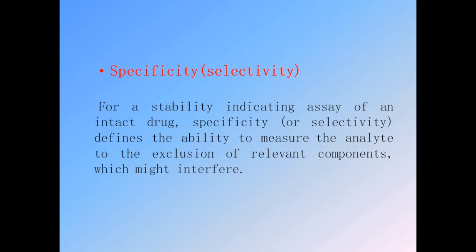First, chromatographic parameters: specificity and selectivity. For a stability indicating assay of an intact drug, specificity or selectivity defines the ability to measure the analyte to the exclusion of relevant components which might interfere.